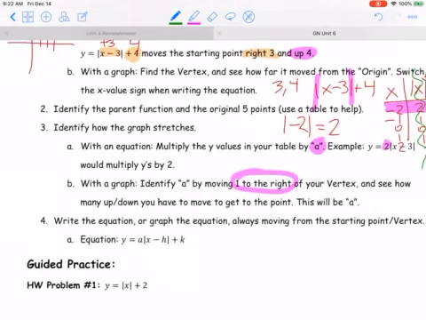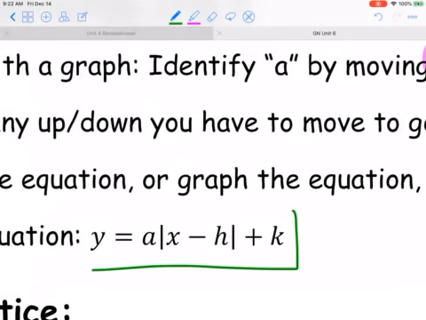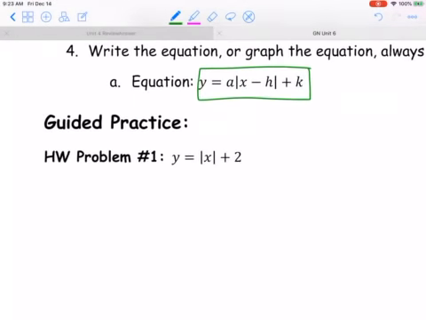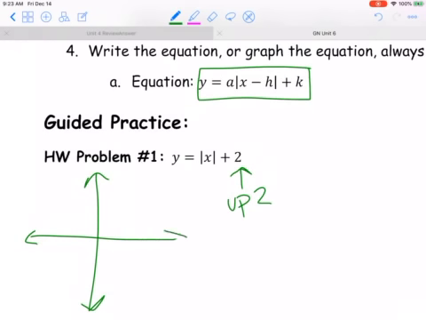Okay, and then you want to make sure if you're writing the equation that it looks like this for absolute value. So let's try the homework. You've got absolute value of x plus 2. Now the plus 2 happens after the absolute value, so it's going up 2. So on your graph, we're going to mark some lines here really quick. We're going to go up from the vertex, or from the origin, and that's your vertex.